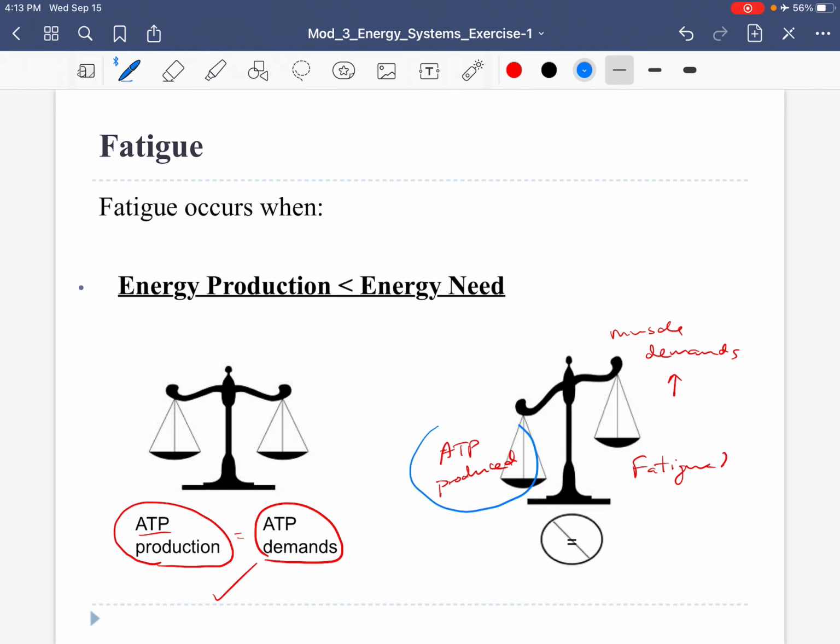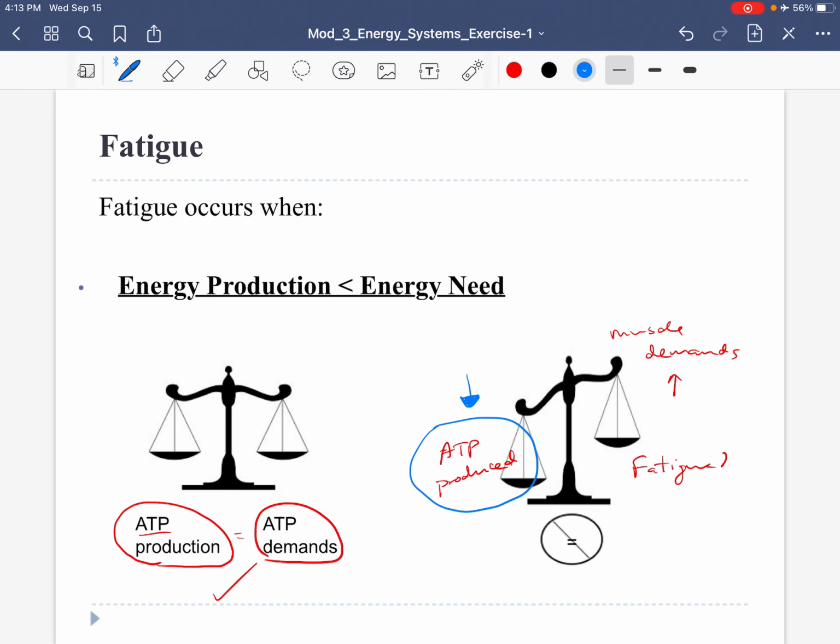Now, why this is true, that's a harder question to answer. Because we know that the production of ATP involves so many factors. Oxygen, fuel, all those chemical reactions have to go properly. We have to have the right enzymes present. The temperature of the body can't be too high. The pH of the blood has to be in a certain range. So something is causing our ATP production to go down.